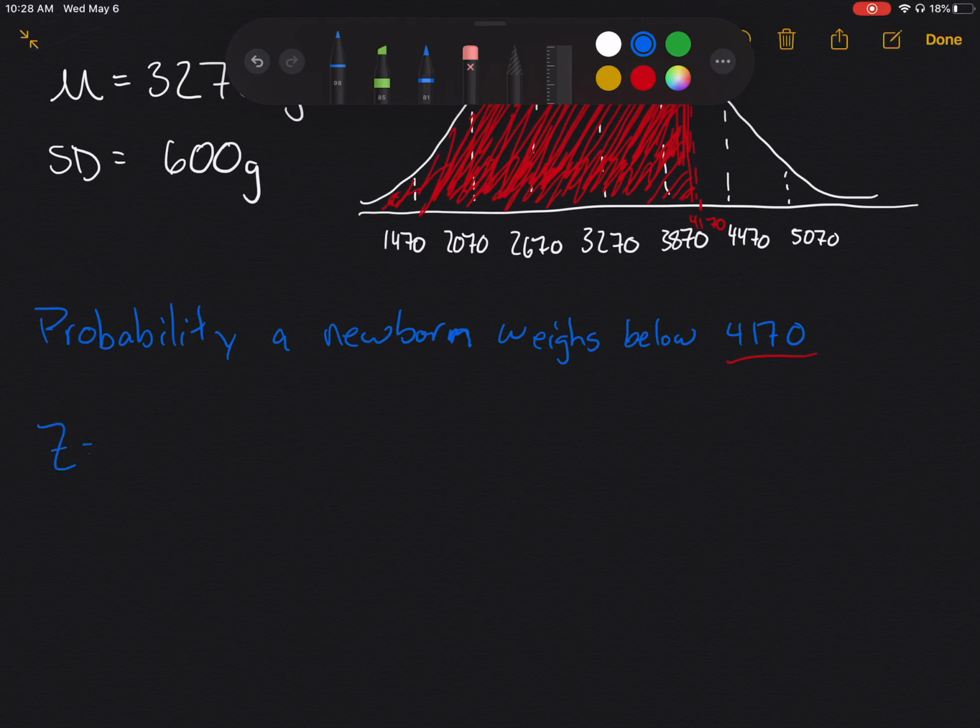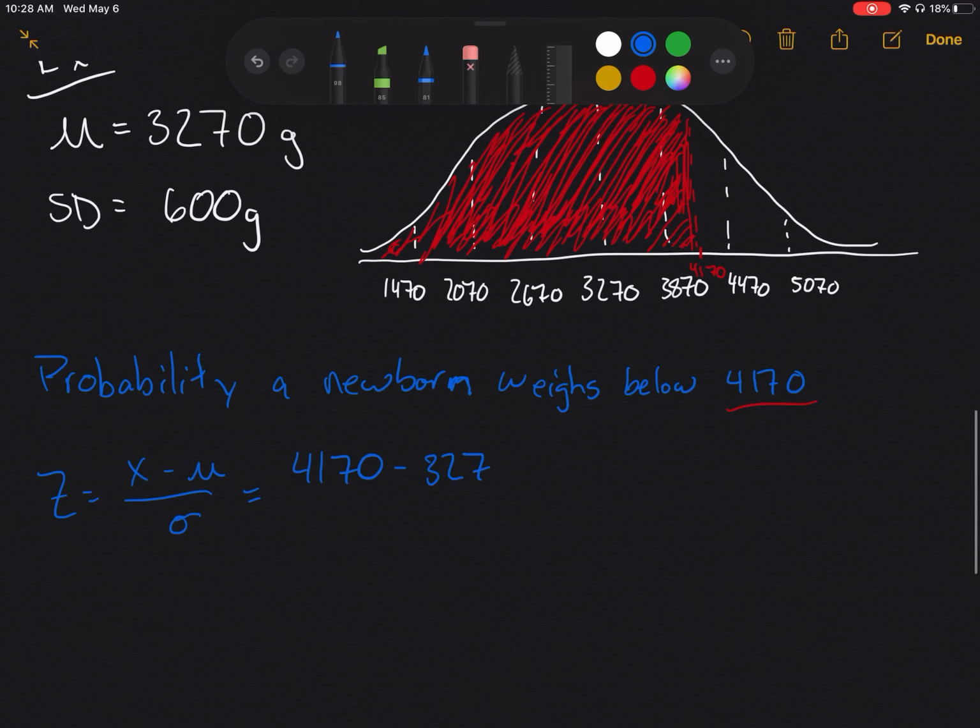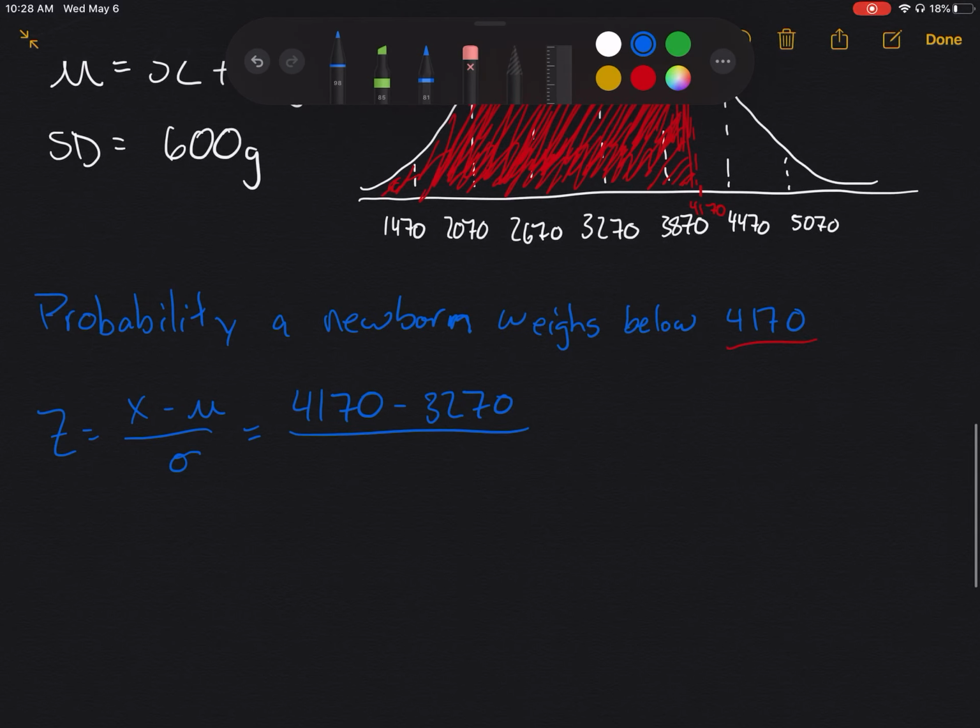So z-score is x minus mu divided by sigma. So x is the weight that we're looking at, which is 4170. The average weight of a newborn is 3270. And the standard deviation is 600. So that's 900 over 600, which is 1.50. Do include the 0, because remember, for z-scores we're going to want two values after the decimal. Yeah, okay.